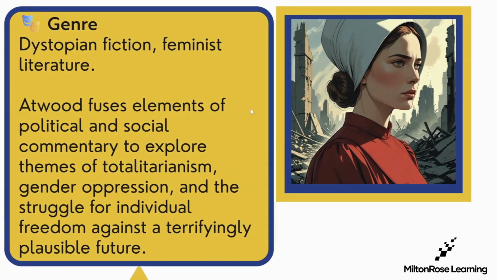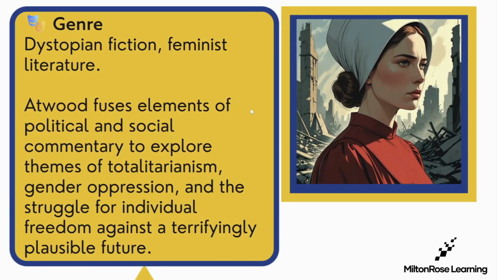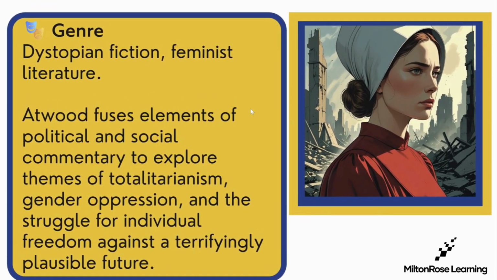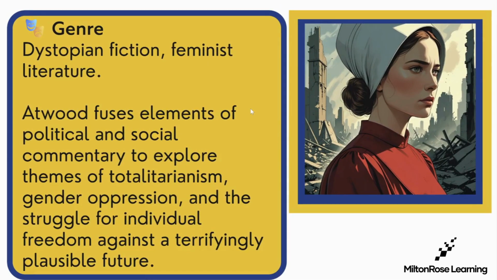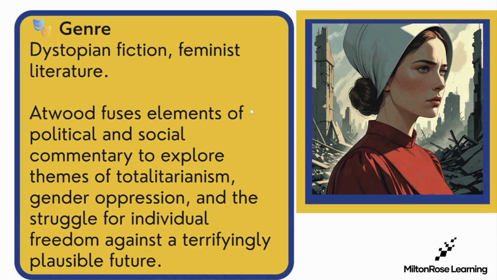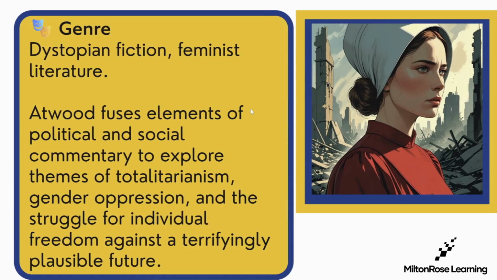So first off, in terms of the genre, what is it then? Well, it's basically dystopian fiction. This is a nightmare world, and it bleeds into feminist literature as well. So it's Margaret Atwood, a brilliant writer, and she fuses elements of political and social commentary. She's analysing the society in America and the world at the time that she was writing, and she uses it to explore themes of totalitarianism, that's almost like fascism and dictatorships, gender oppression, and the struggle for individual freedom against a future that is terrifyingly plausible.